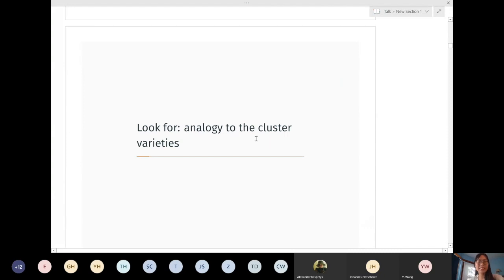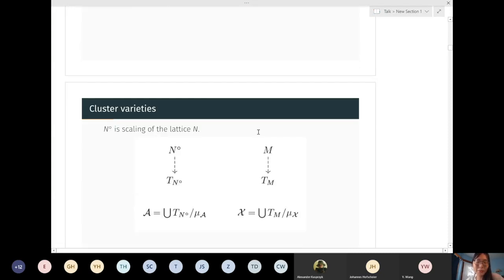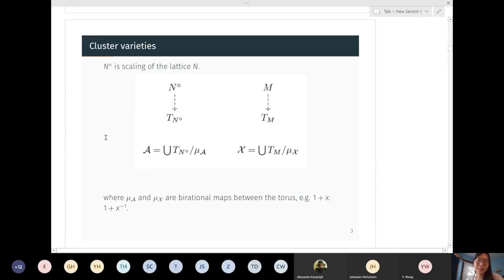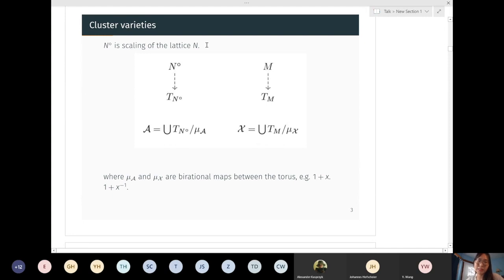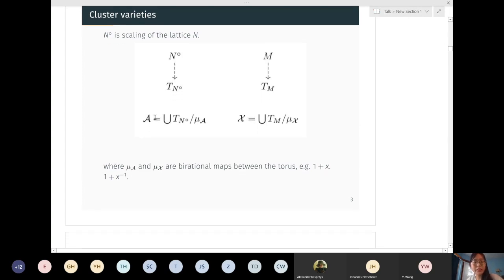And then I just want to look at an analogy in cluster variety. Again, we start with lattice N, but I'm writing slides, so I want to be very careful. There might be some scaling there, but you can just think of it as a technical difficulty. Then the lattice is M, and we look at the torus of the lattice, and what we call the A cluster variety is a collection of all those tori, and we glue them by some birational map we call mutation map.